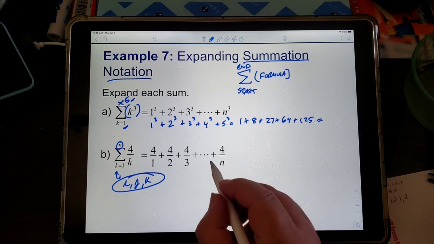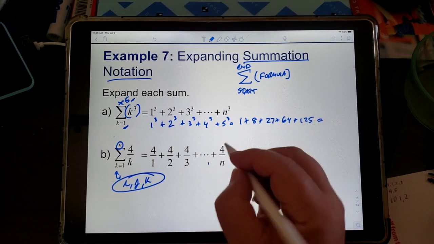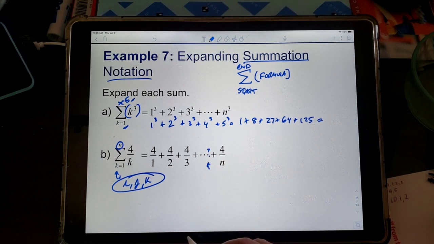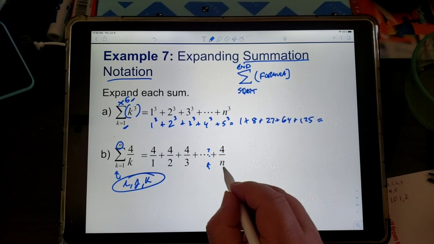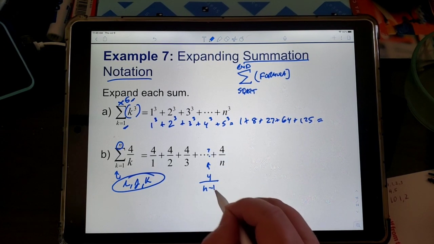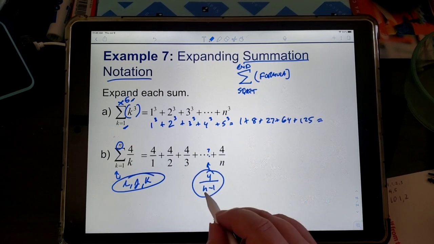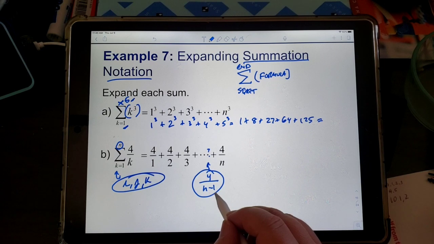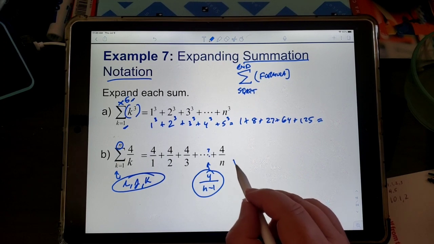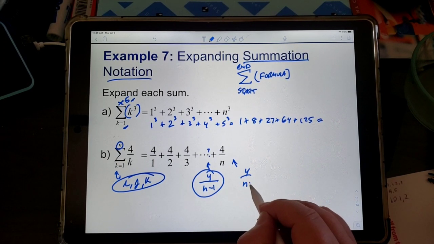Now, this is something I was just talking about. What is the previous term? What term would be right there? The term before 4 over n. Well, we don't know what n is, but we know that the term prior would be 4 over n minus 1. Just saying, you might need that sometimes. The term after it would be 4 over n plus 1.